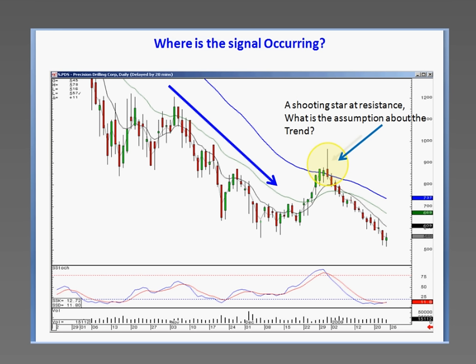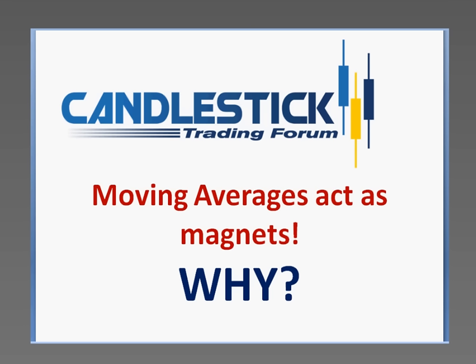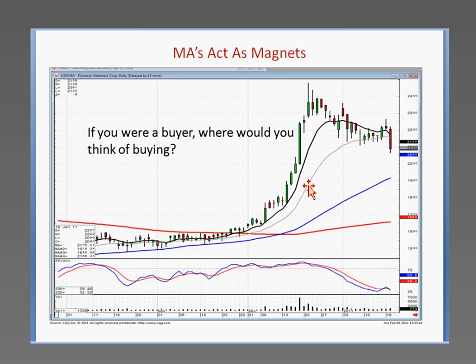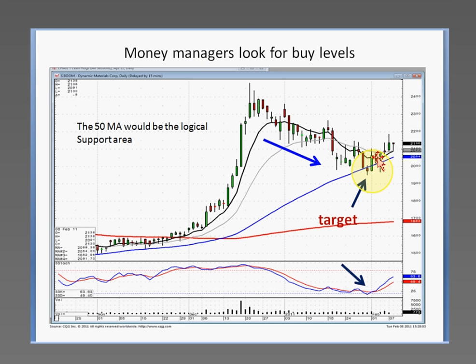So the moving averages act as magnets, and that's very simple. If you're a major money manager and you like this stock and you decide right in here that you're going to be buying it, but you see it's drifting back, where do you think you're going to wait to see if it's going to act as support? Probably that next support level, the 50-day moving average. So that becomes the target to watch to see if you're short, to start covering, and if you're ready to buy, look for your buy signals at that level.